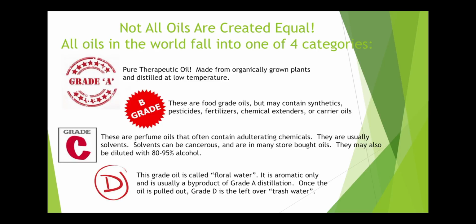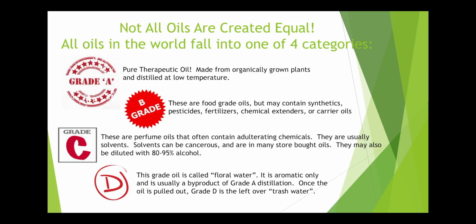Grade A is considered therapeutic. It's made from organically grown plants and distilled at very low temperatures. In order for a plant to be considered organic, it means that the field at which those plants are grown has to rest for 7 to 10 years before the crop can be planted.